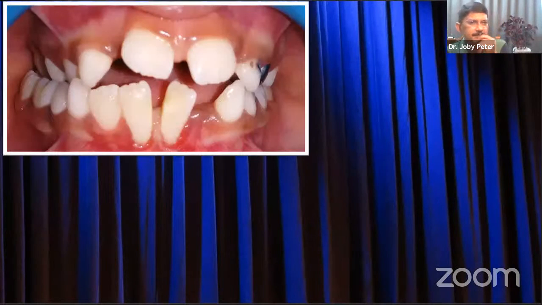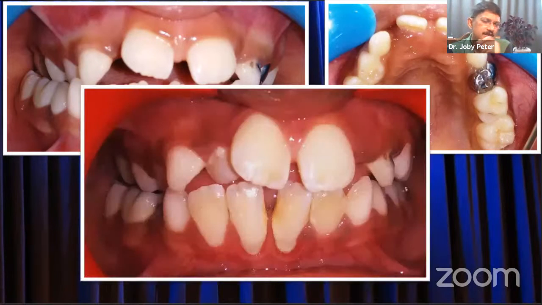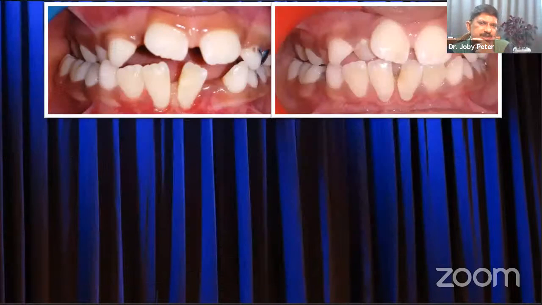In one case, the parents came with a crossbite with resorption. We explained to them that we needed an expansion, but they did not take any treatment because the lateral was not being seen. So we told them, but they did not take up any treatment. After a year, they came back with the lateral coming inside. Then they said, sir, the teeth are becoming more crooked. So we expanded the arch.